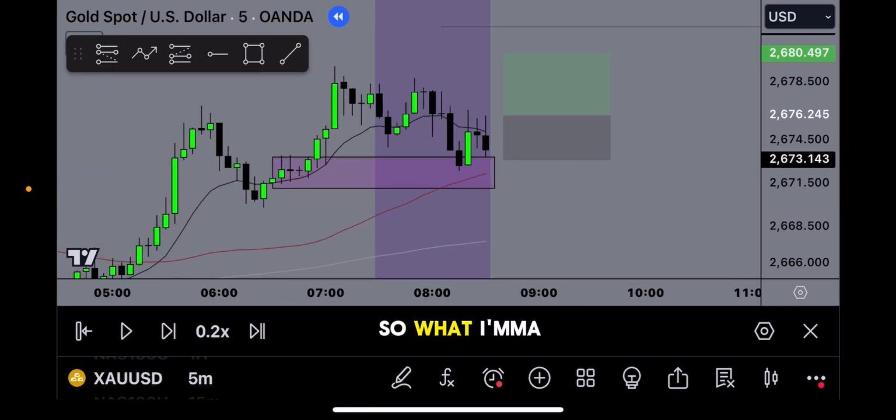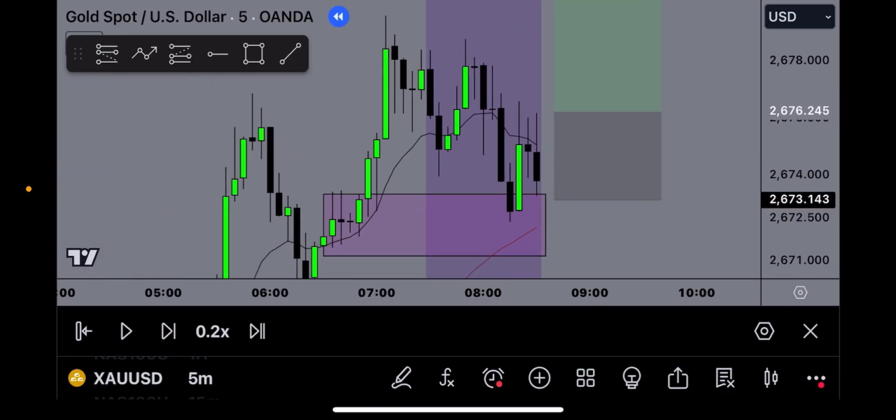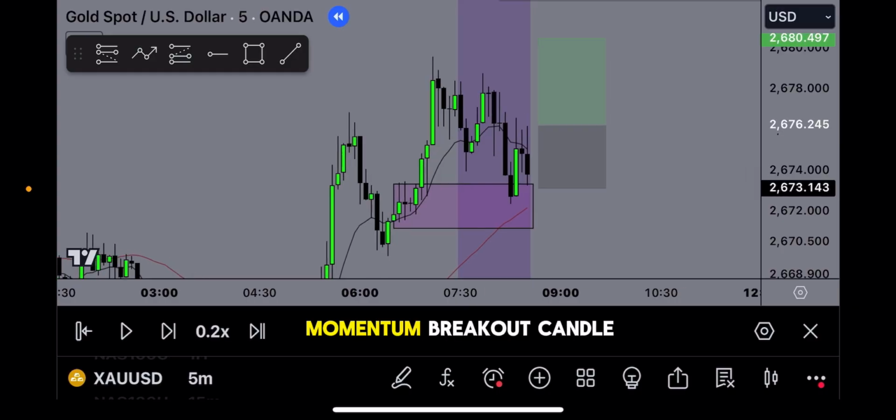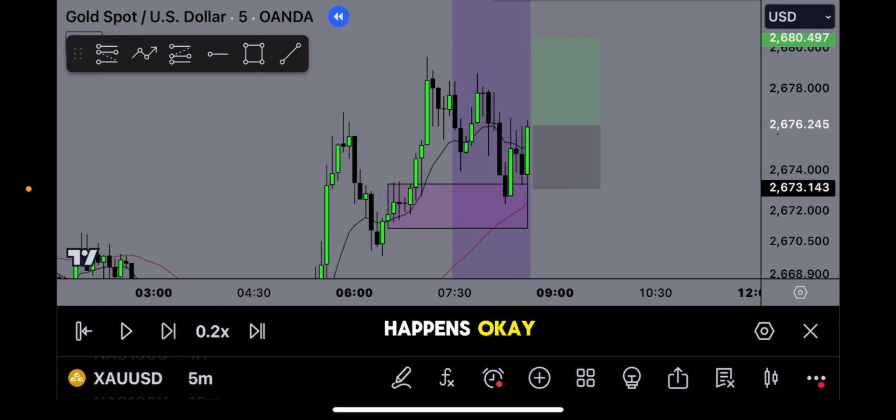This could have been a potential demand setup. So what I'm gonna do, I'm gonna wait for the next momentum breakout candle that breaks the 13 MA line, and if it closes above with momentum, I'm gonna be getting in that candle for buys, and I'm gonna go for a 1-to-1. Let's see what happens. Okay, bam.